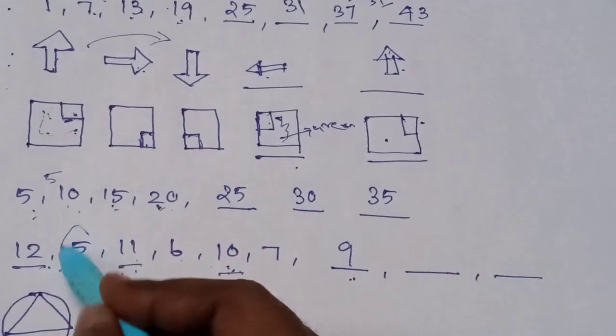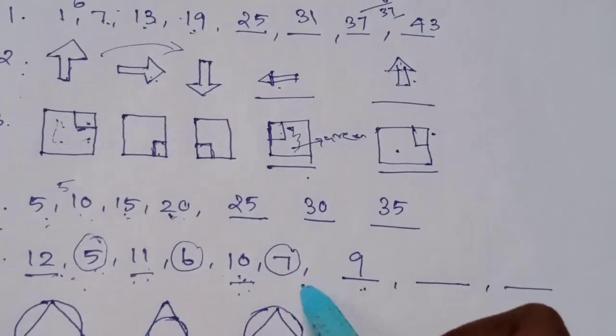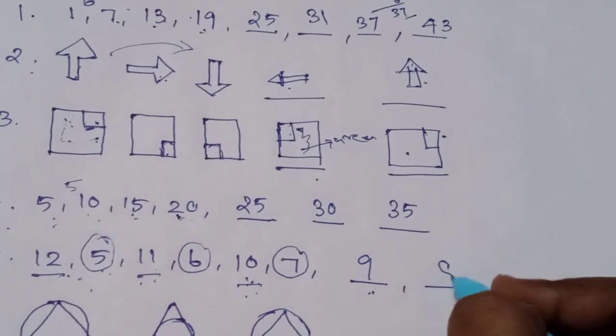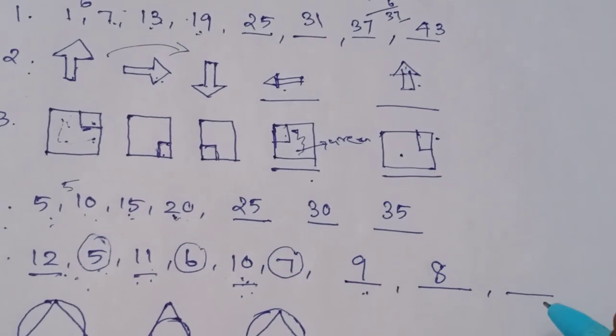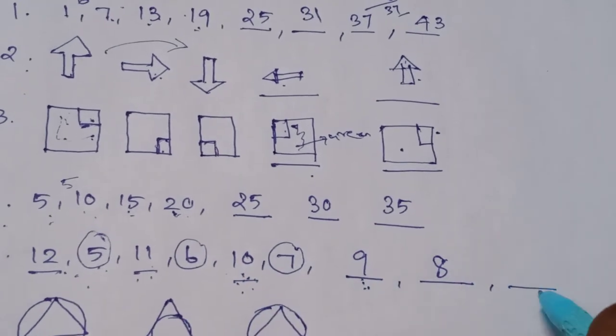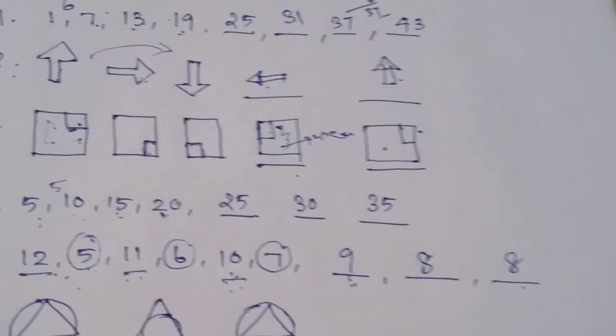Then take 5, 6, 7. So this is increasing. Then what we have to write here? 5, 6, 7, 8. Okay. Then here the 10, 9. Then we have to decrease, right? Then 8. So this is the answer.